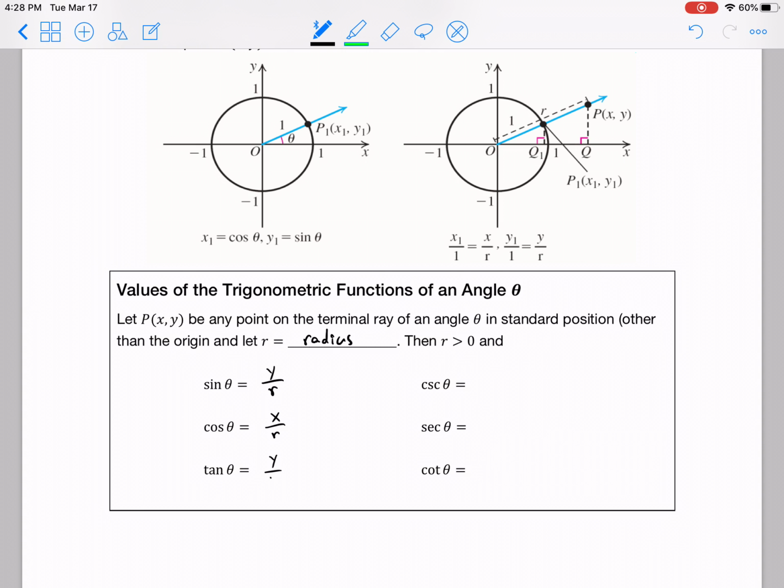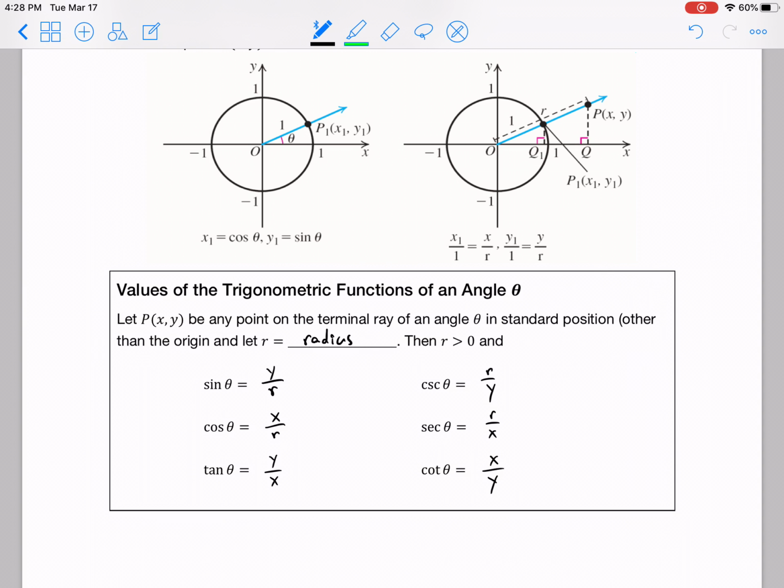It's going to be y over x, and this one's going to be 1 over the sine, so it's going to be r over y. This one's going to be r over x, it's the reciprocal of cosine, and this one's going to be x over y. So those two aren't going to change. But basically what happens is, as we scale out to larger circles, we can still get these things.